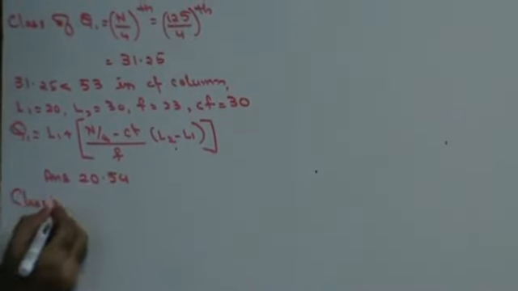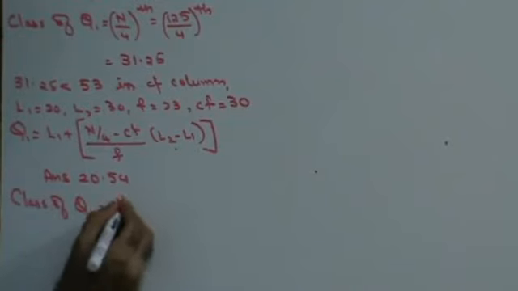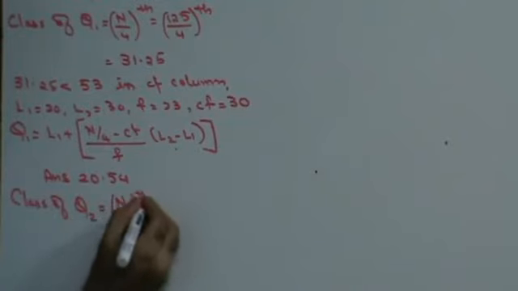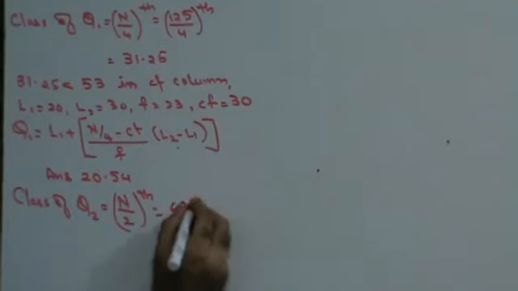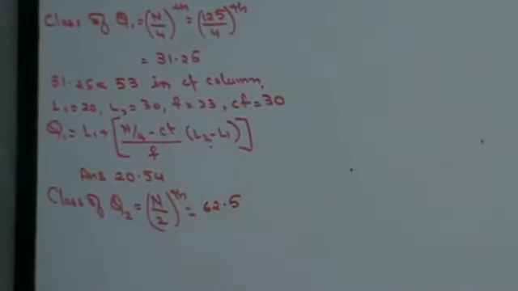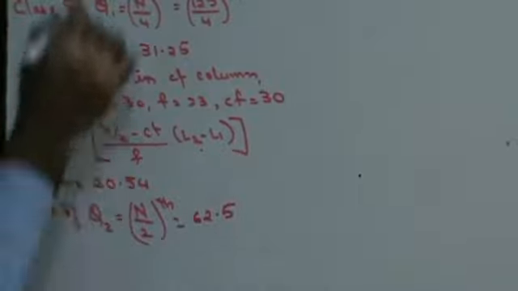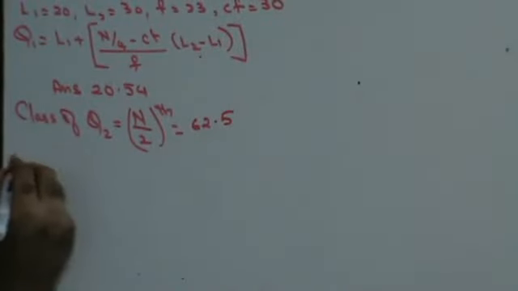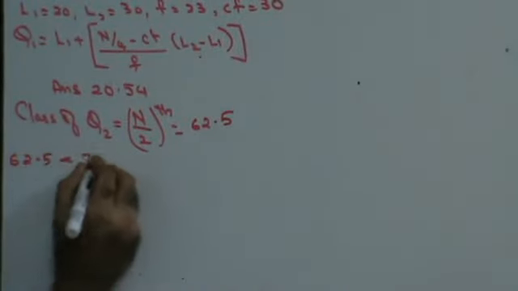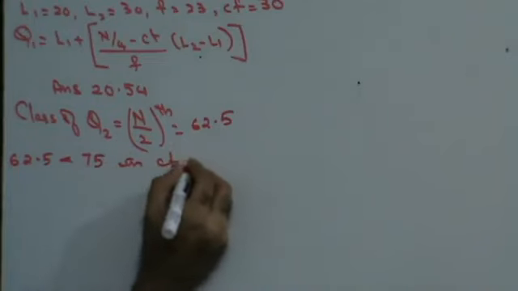Next, I can say that Q2, class of Q2. Class of Q2 is n upon 2th term. So that's 125 divided by 2, which is nothing but 62.5. Now 62.5 is less than 75 in the CF column.